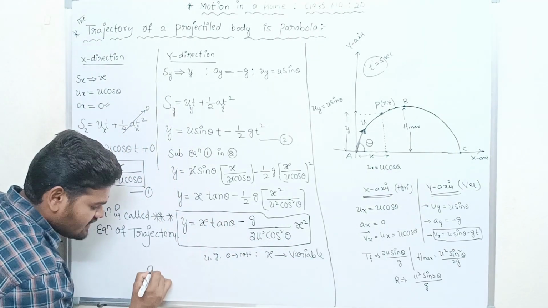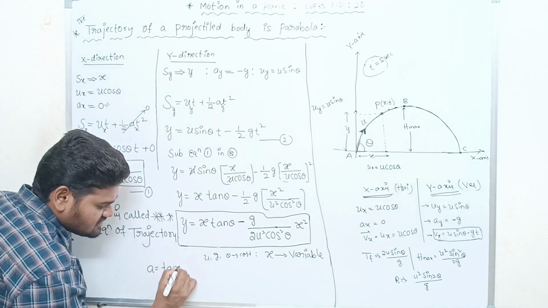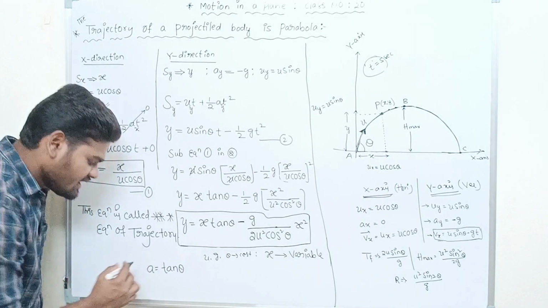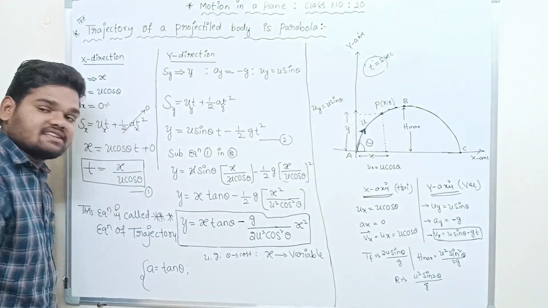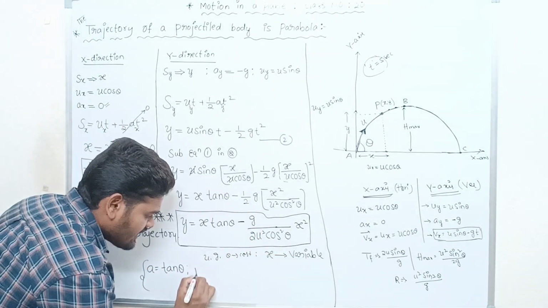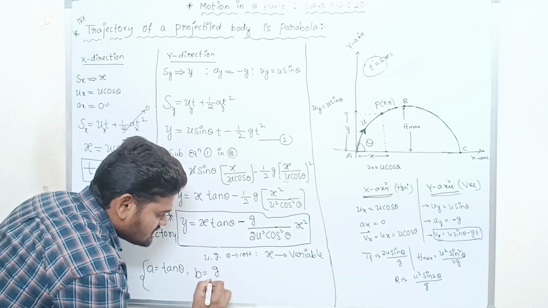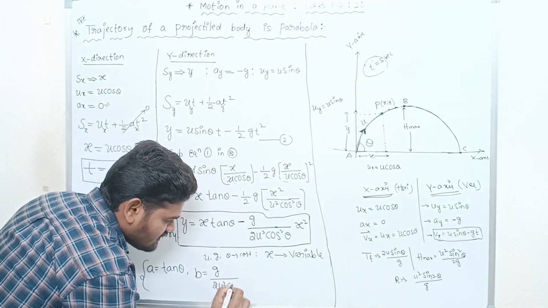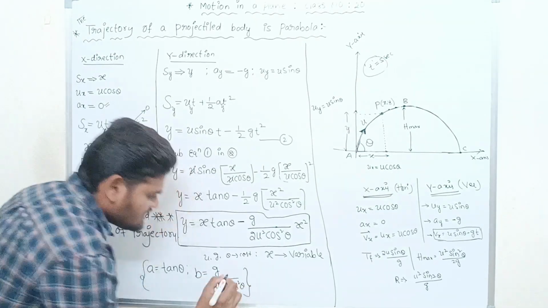So that's why I'm taking small a as the constant, a equals tan theta, because it is a constant. And g by 2 u square cos square theta as b. b equals g by 2 u square cos square theta. So just substitute here.